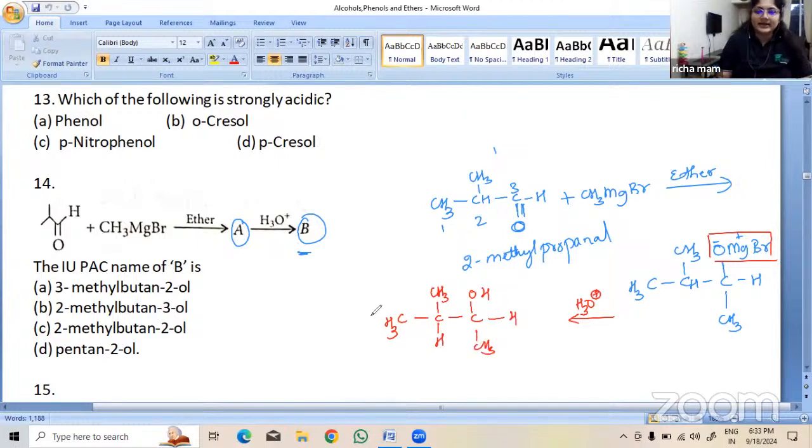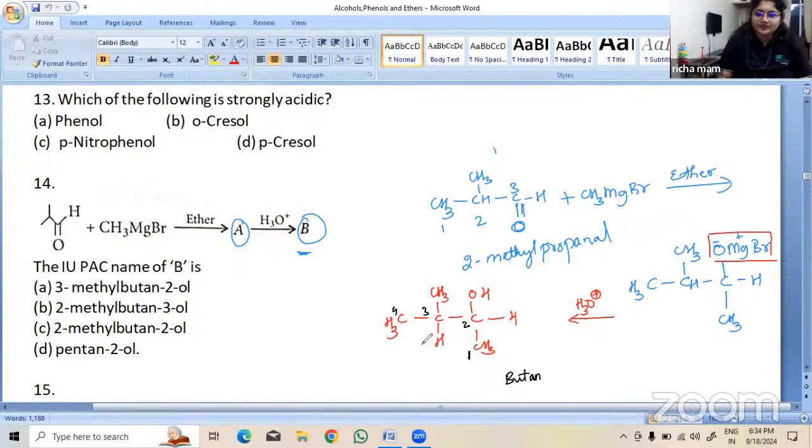Let us write the numbering. How many carbons are there? See the longest possible chain. So 1, 2, 3. One more possibility is 1, 2, 3, 4, by taking one of the side chains. If I take this, 1, 2, 3 and 4, so it is butane.